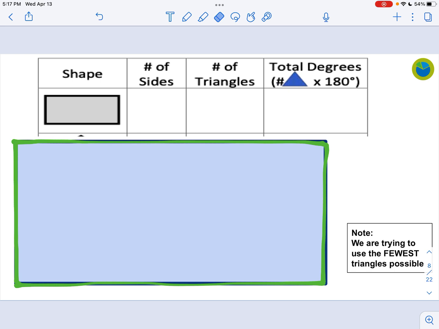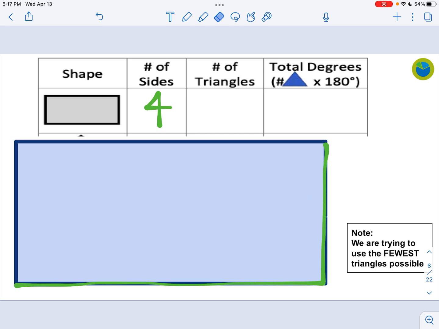But before we do that, let's count the sides. There's one on top. There's the second one on the right. The third one's on the bottom. The fourth one's on the side, right? Here's what I would like you to write down on your sheet. It has four sides.